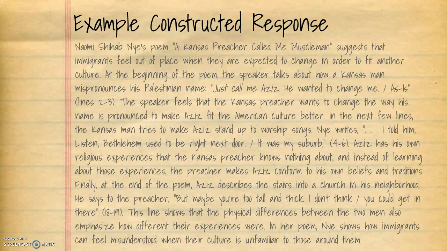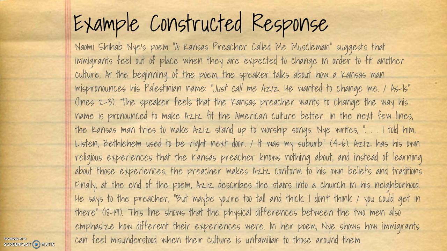Naomi Shihab Nye's poem, A Kansas Preacher Called Me Muscle Man, suggests that immigrants feel out of place when they are expected to change in order to fit another culture. At the beginning of the poem, the speaker talks about how a Kansas man mispronounces his Palestinian name. "Just call me Aziz. He wanted to change me, as is." Lines 2 to 3.